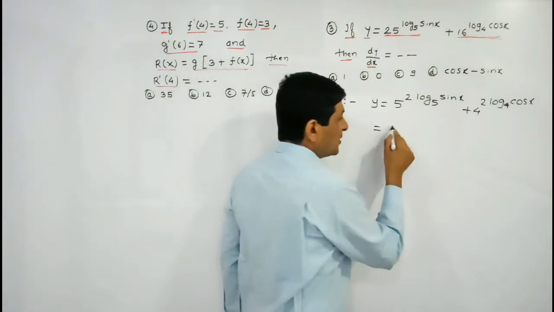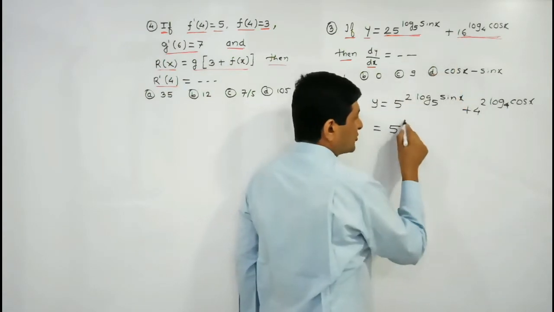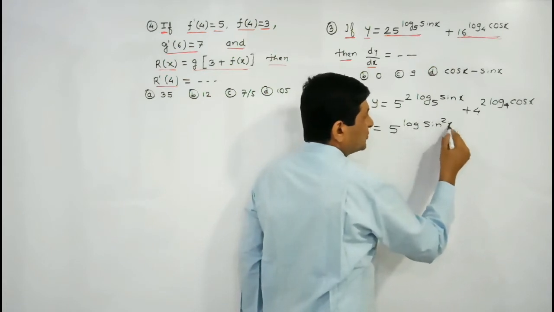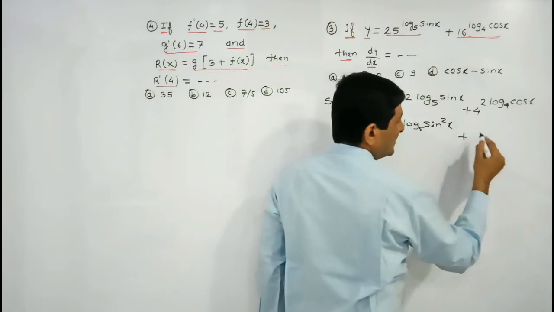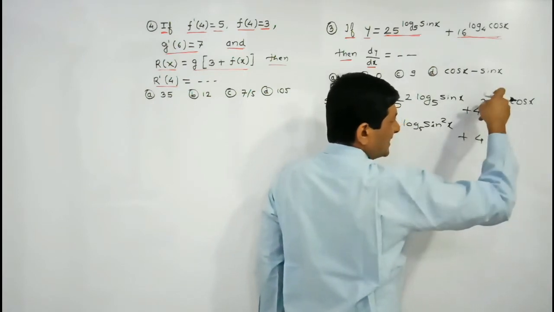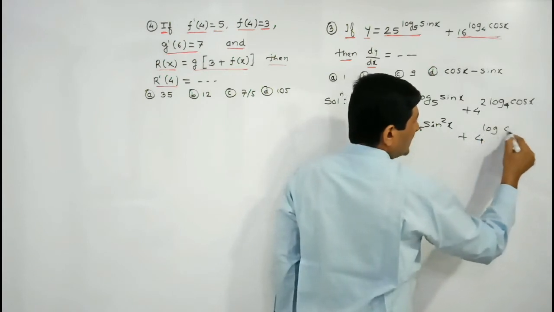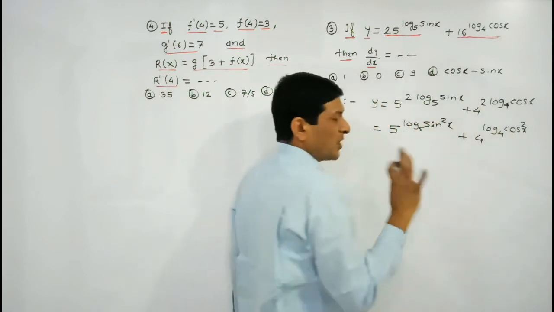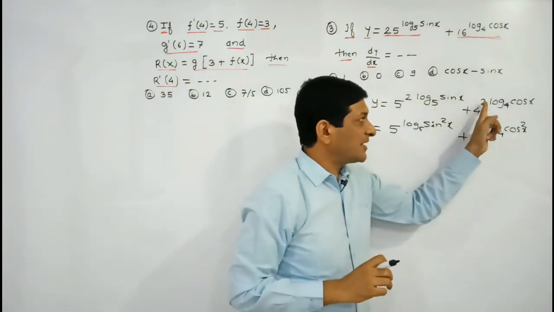So according to laws of logarithm, this coefficient can be taken as power. So what we will get here? Log of sin square x to the base 5, and here again according to laws of logarithm this coefficient can be taken as power. So here we will get log of cos square x to the base 4. Just simply we have applied laws of logarithm. According to laws of logarithm, coefficient can be taken as power.